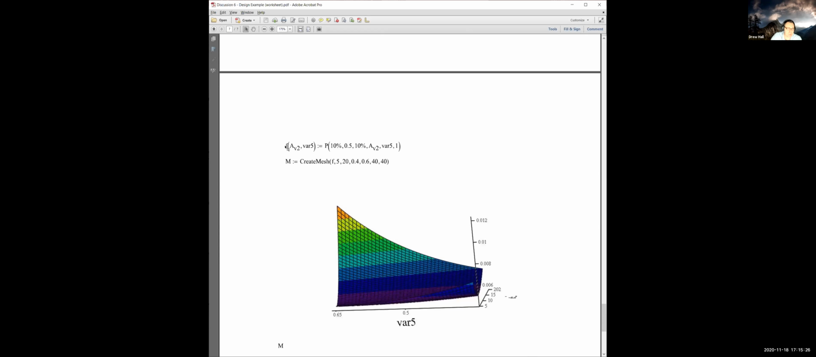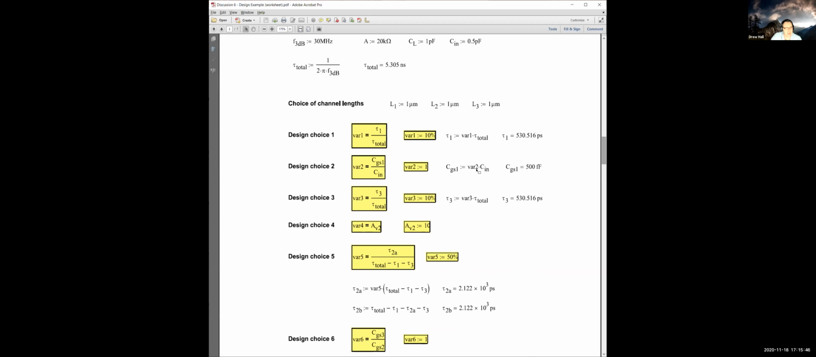And so what I can show you here is, let's take this function P and give it all of the parameters, but I want to play with 2 of them. Okay, in particular, I want to show you what happens with how much gain I put in the second stage and this 5th design variable. And so the 5th design variable, if you recall, was how much capacitance I assumed would be divided between T2A and T2B. So it's the ratio of the time constants in the second stage.